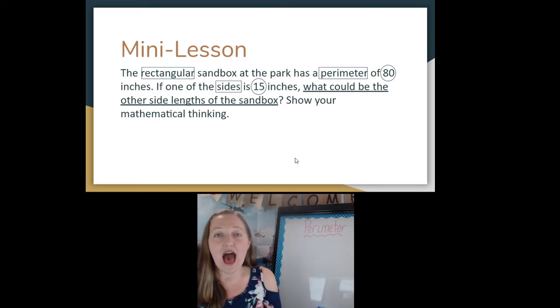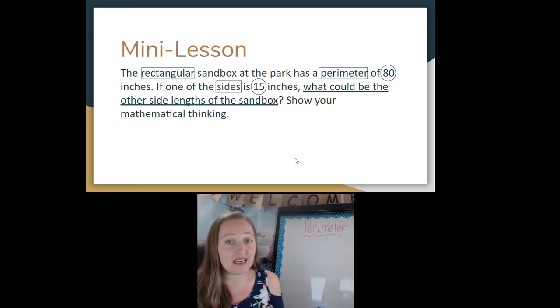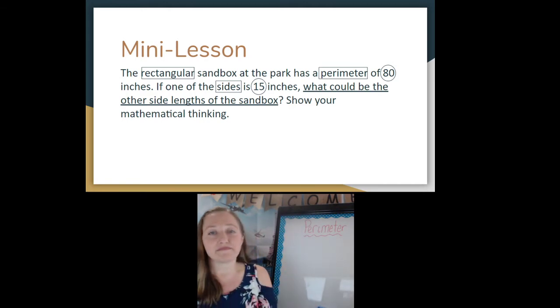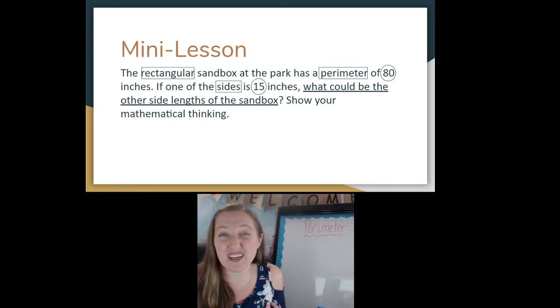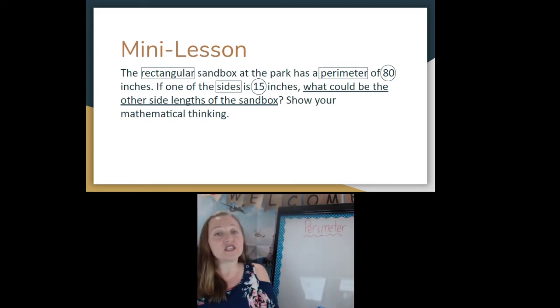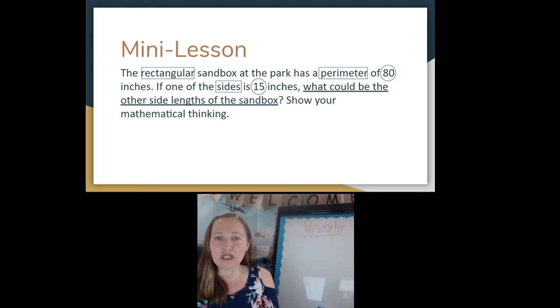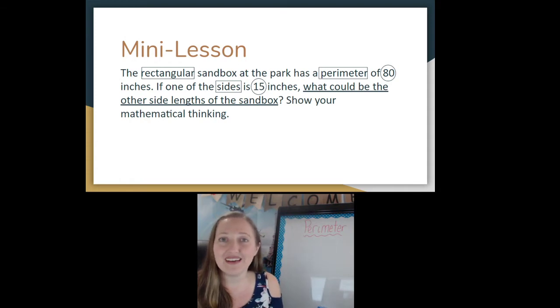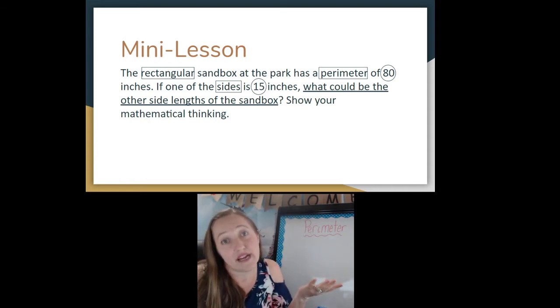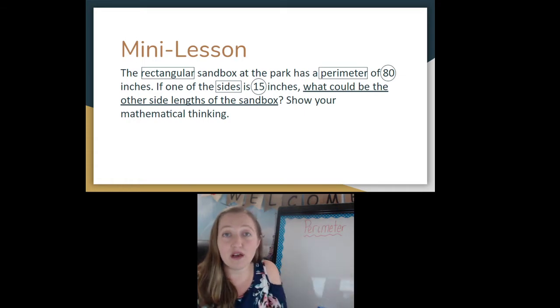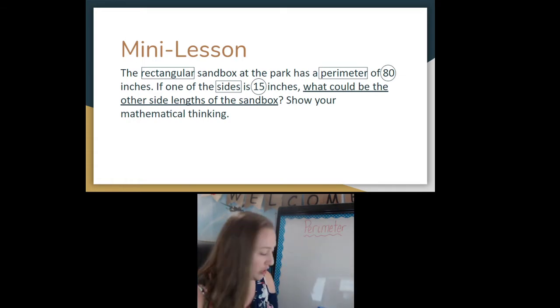So here it is. I have circled the numbers 80 and 15. I underlined the question: What could be the other side lengths of the sandbox? I boxed three clue words: rectangular, perimeter, and sides. And then now I need to evaluate and go through and actually solve this problem. I'm going to start off by drawing myself a picture, understanding what it is that I am given. First thing, I see that it is a rectangular sandbox. Might not always be rectangular. We have other polygons we've talked about, but in this case it's rectangular.